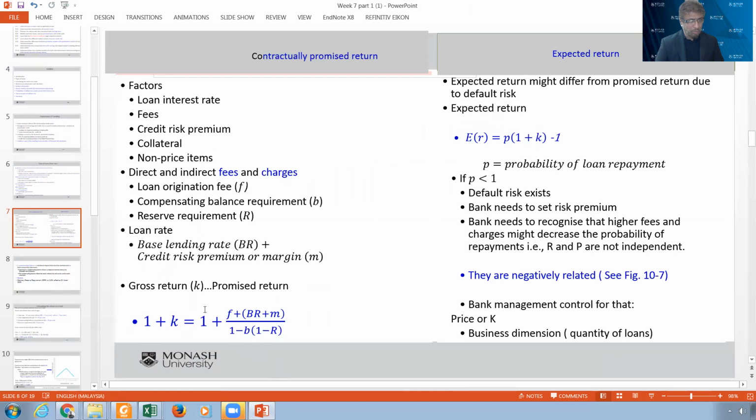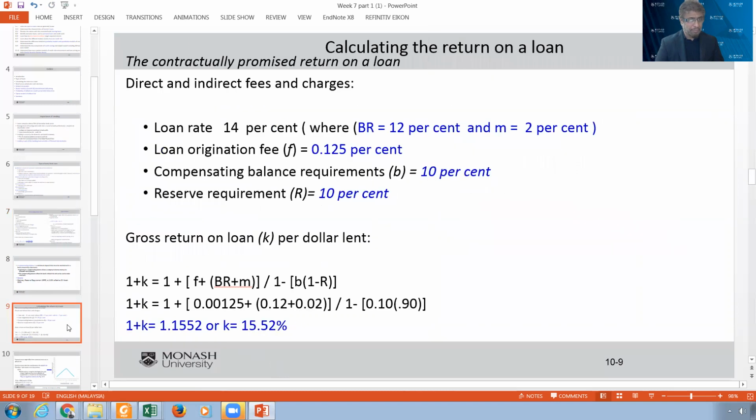I calculated also. They tell you they are charging only, for example, the nominal rate, which is the fees plus the BR plus the M, which is in this case the 12 plus the 2 plus the 50 basis point. When you take this to calculation, it becomes actually 15.25, as you can see, which has been inflated.